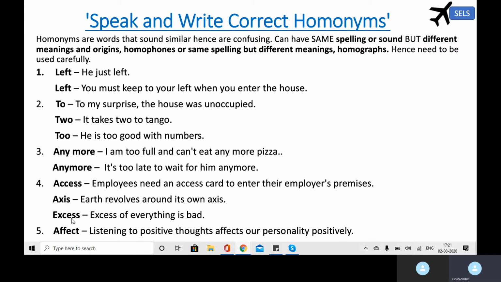Excess is anything that is done beyond a limit. So we always say excess of everything is bad, or excess eating is not good for health, or excess exercise is not good for muscles, like that.